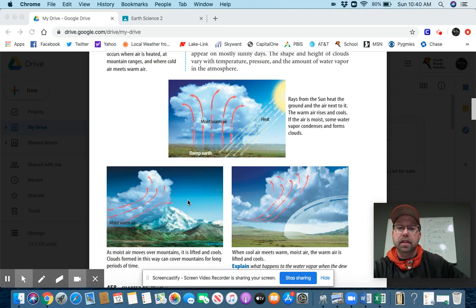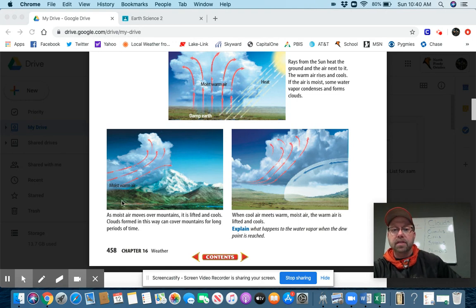Now we can look at, there are several examples here. This is just like a summer day. It's nice and hot down here and humid, and that warm air rises, and as it goes up, it cools off, and condensation starts to take place. Same thing can happen if it gets forced up a mountain where it becomes cooler.